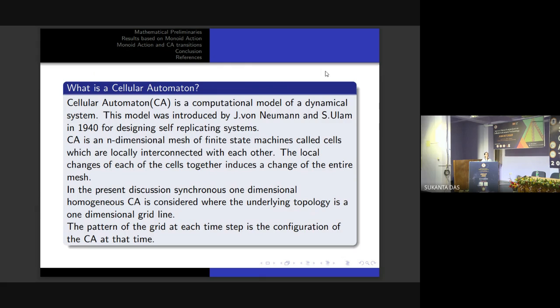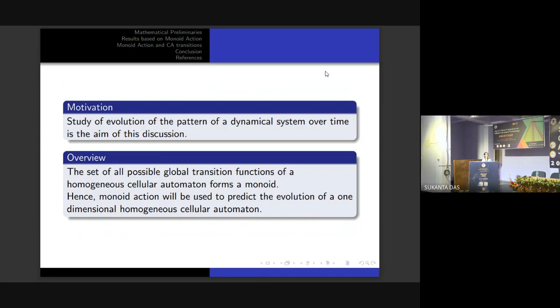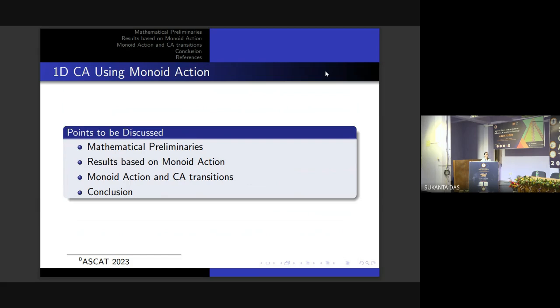So the motivation of our work was we wanted to study the evolution pattern of dynamical systems over time. And we all know the set of transition functions of a cellular automaton forms a monoid. So with this motive, we tried to predict the evolution pattern of dynamical systems in the light of monoid action. I will be discussing very briefly the preliminaries and the results on monoid action and how we have tried to depict CA transitions in terms of monoid actions.